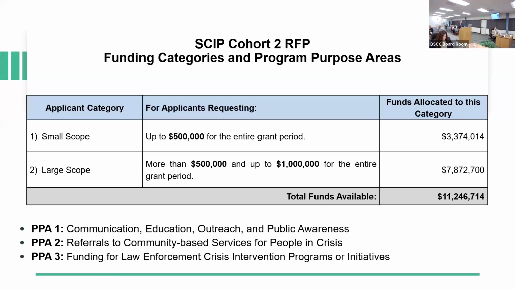On February 13th, 2025, the BSCC Board approved the release of a request for proposals and delegated authority to the SCIP Advisory Board to approve awards. The RFP made approximately $11.2 million competitively available to California cities and counties. This RFP was based on the SCIP program and budget plan approved by the Advisory Board on November 21st, 2024. The RFP required applicants to propose programs that addressed at least one of the program purpose areas shown on the current slide. Applicants also self-selected to compete within the large or small scope funding categories also shown here.